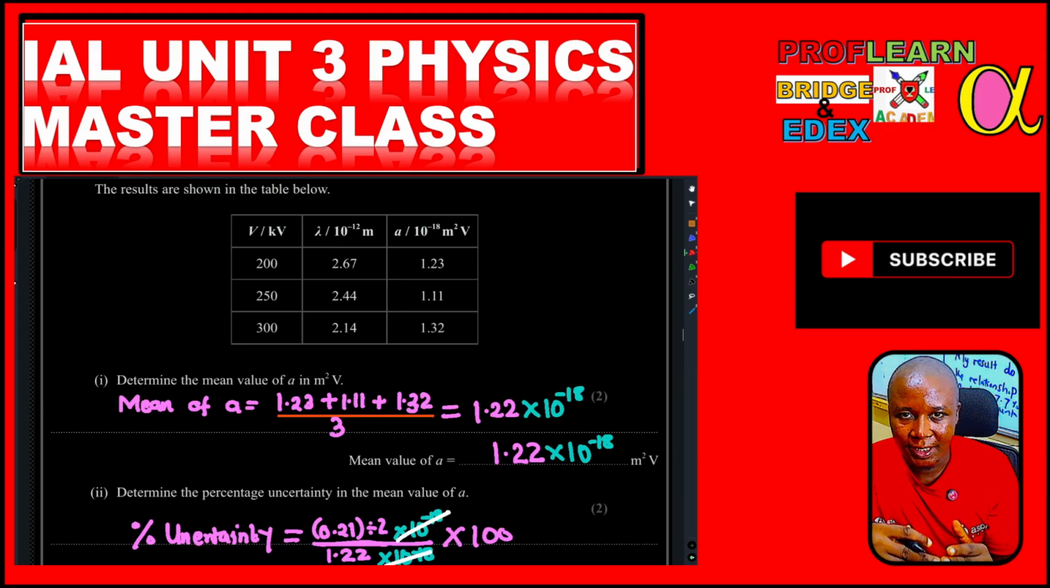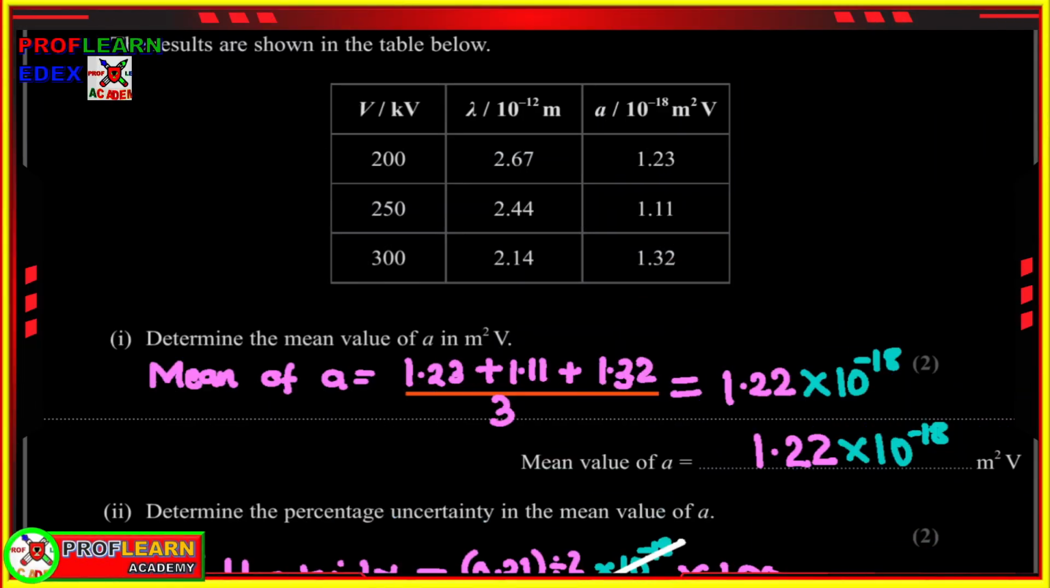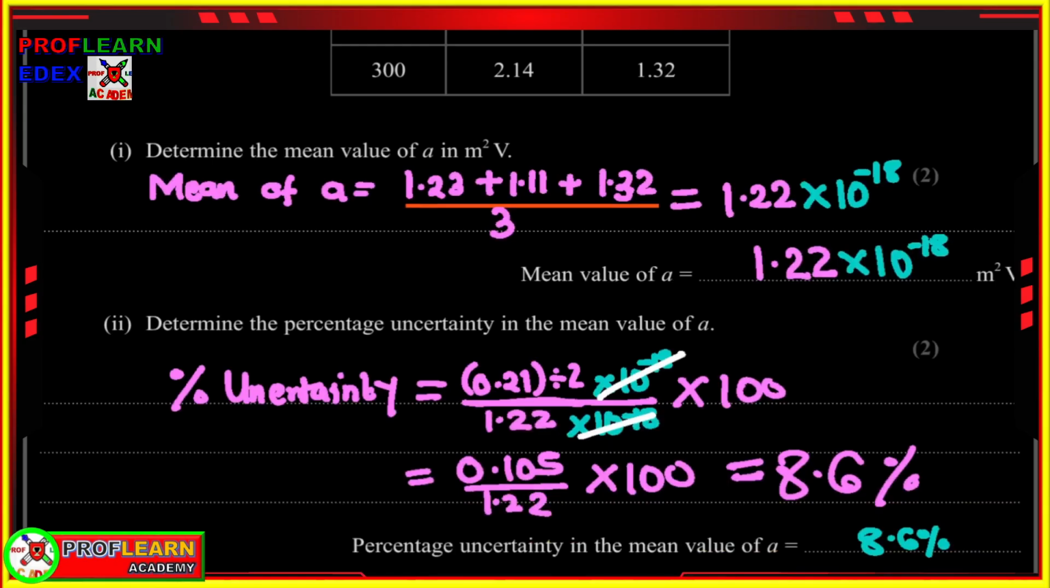Then once you have gotten that, you also need to work out the uncertainty. How do you get the uncertainty in this case? When you have multiple values, you take the largest minus the smallest. When you subtract them, you get what we call the range. And if you take half of the range, that gives you the uncertainty in this particular case. And that's what I've done here, so that I can get the mean.